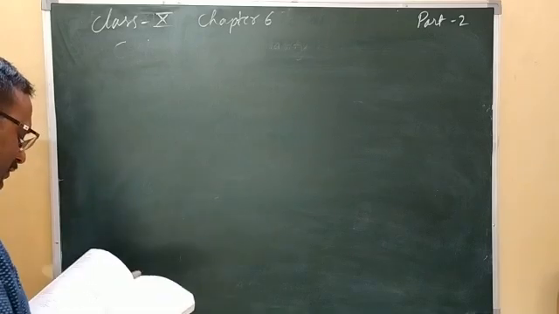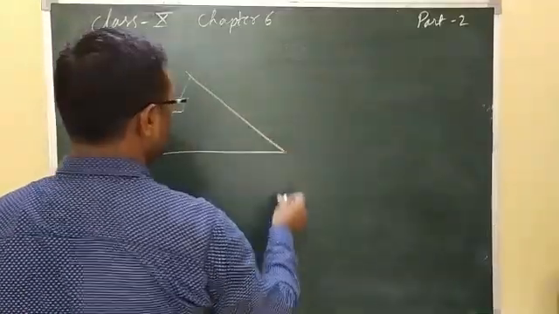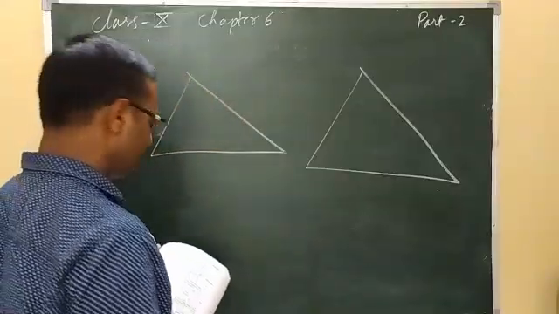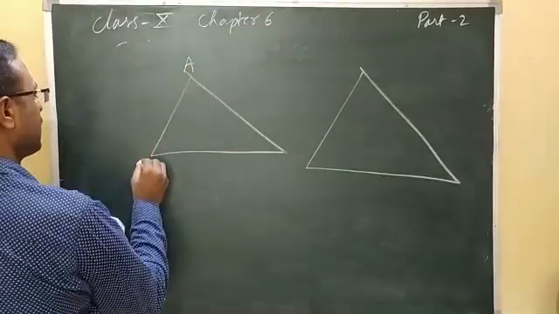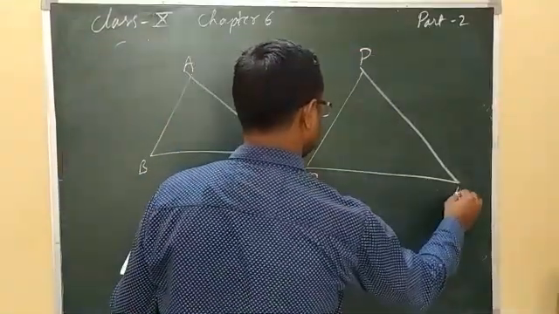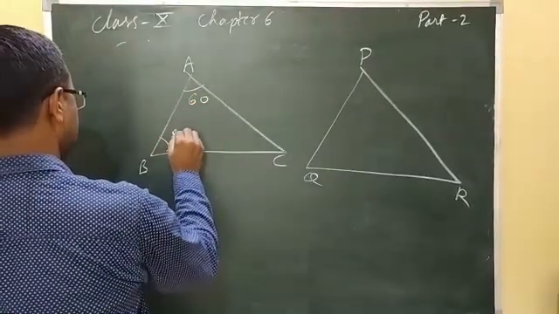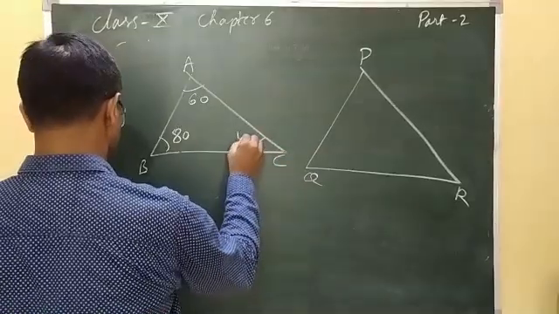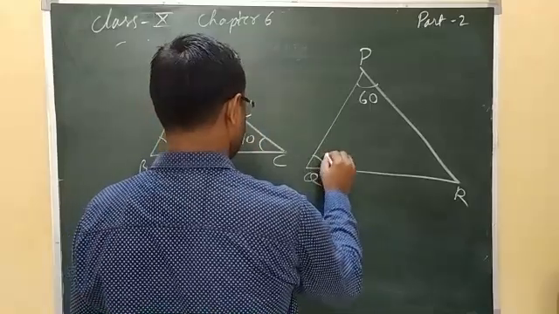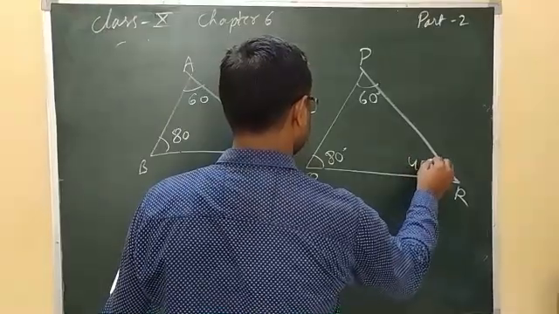See here, our first question is like this. We have to check whether these two triangles are similar or not, and which criteria is used for the similarity. Here is the triangle ABC, and another triangle is PQR. Angle A equal to 60 degrees, angle B equal to 80 degrees, angle C equal to 40 degrees, angle P equal to 60 degrees, this is 80 degrees, and this is 40 degrees.